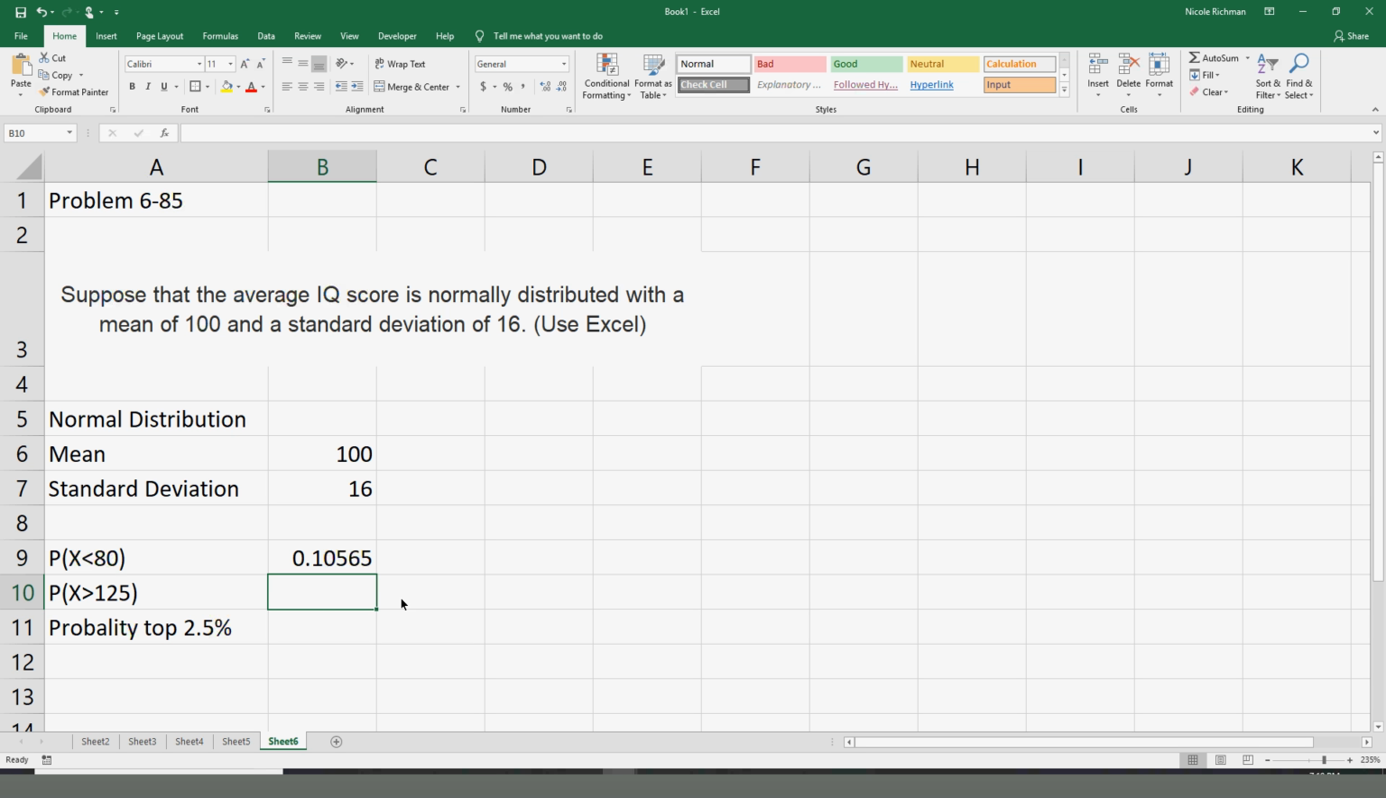Can it be greater than 80? No, less than. Okay, so whenever it's less than, we can put a 1 in there. Whenever it's less than, that's when we can just use normal distribution without doing a 1 minus. So in this case, we're doing greater than. So this is going to use the same formula, but we're going to do 1 minus this.